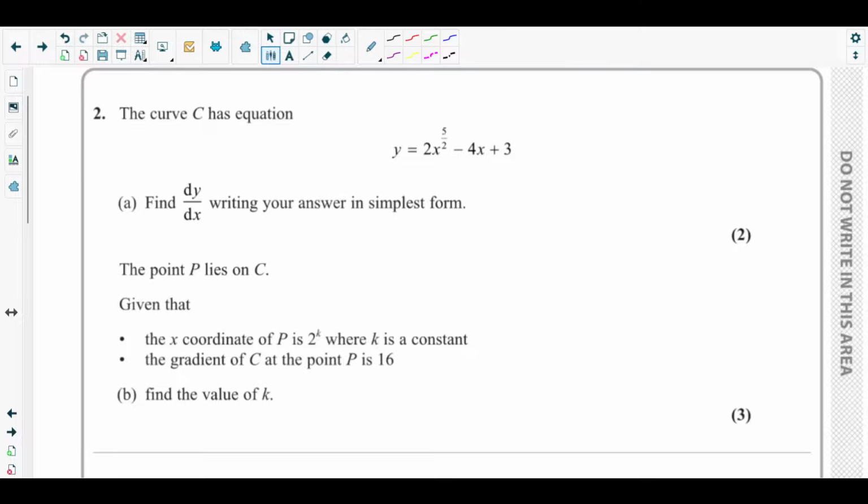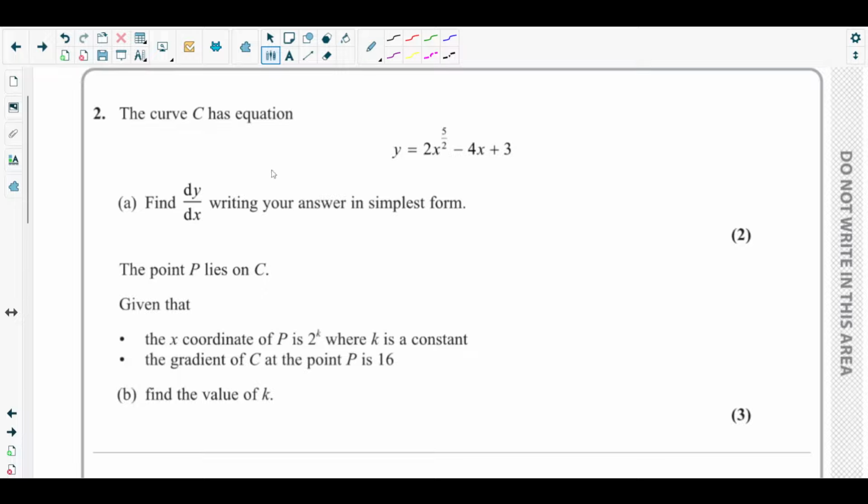Okay, so next we will move to question number 2 here. The question says the curve C has equation y equals 2x to the power 5 over 2 minus 4x plus 3. Part A is asking to find the derivative of y, that is dy over dx, writing your answer in simplest form.